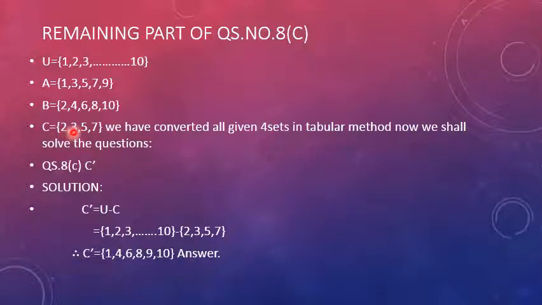2 and 3 have 2 divisors. Here I haven't written 4, 6, 8, 9 and 10 because all have more than 2 divisors. So I have just written here 2, 3, 5, 7 because these are prime numbers less than 10 and having just 2 divisors. Now after converting all given 4 sets to tabular method, we shall proceed further to solve the remaining parts.